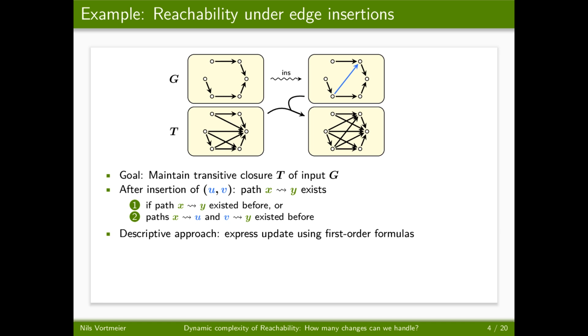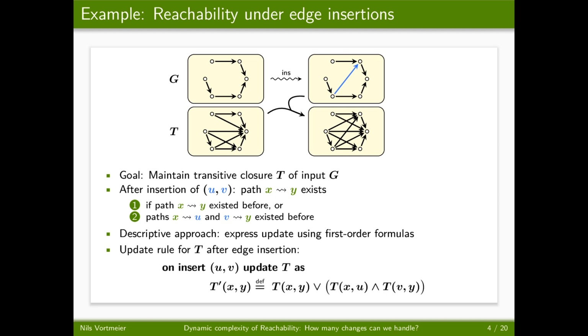Now, instead of devising an algorithm and specifying how the updated transitive closure relation is to be constructed, we use a descriptive approach and use first-order formulas to express the update. The observations that we just had can directly be turned into an update rule for our transitive closure relation T after edge insertions. Whenever an edge is inserted, the result of the first-order formula that is part of the update rule replaces the transitive closure relation T.